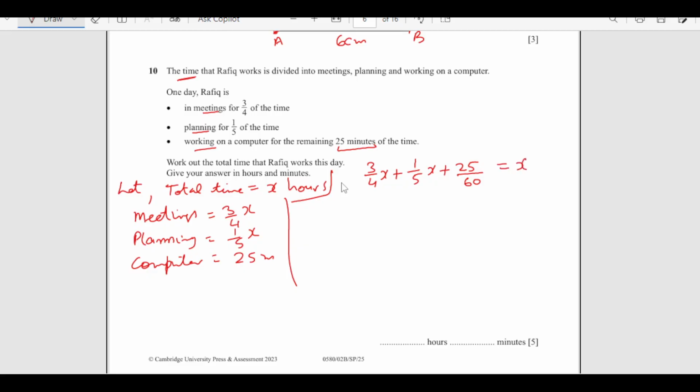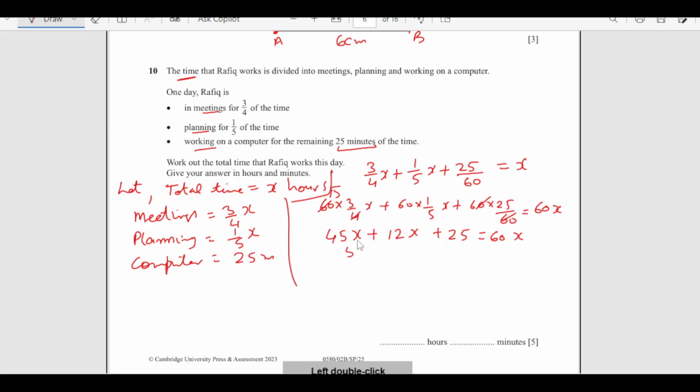Okay, so now to solve this we can multiply the whole equation by 60. So this is going to be 60 times 3/4x plus 60 times 1/5x plus 60 times 25/60. Remember, we have to do the same on the right hand side. I have just done this to simplify, otherwise you can take LCM also, it's up to you. So 15 times 4 is going to be 60 here. 15 times 3 is 45x, plus this is going to be 12x. 60 divided by 5, this is gone, plus 25 equals 60x, right?